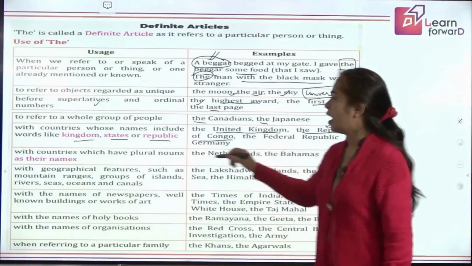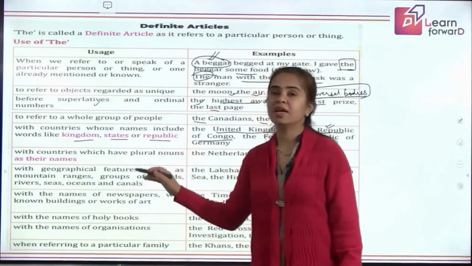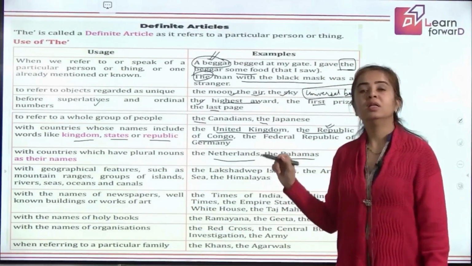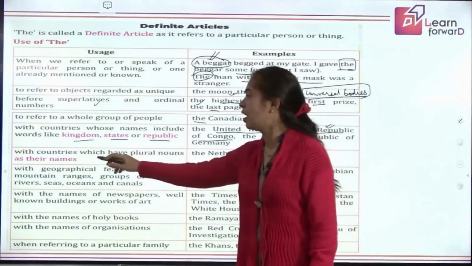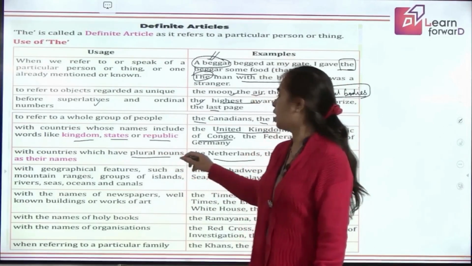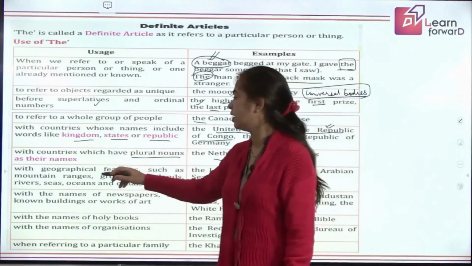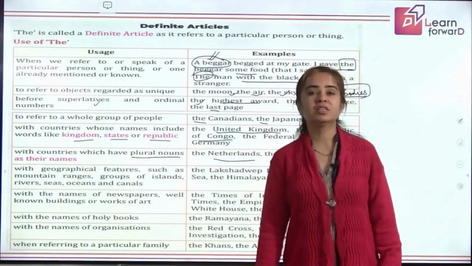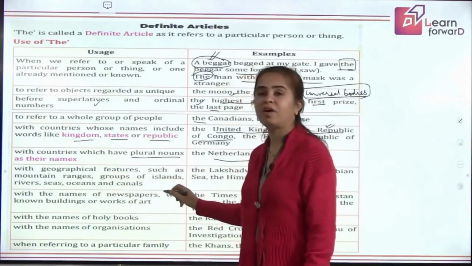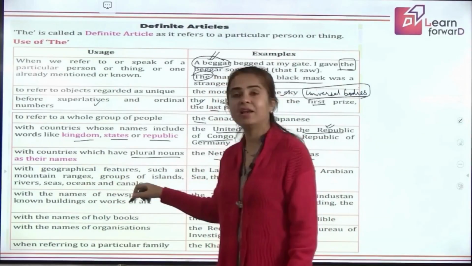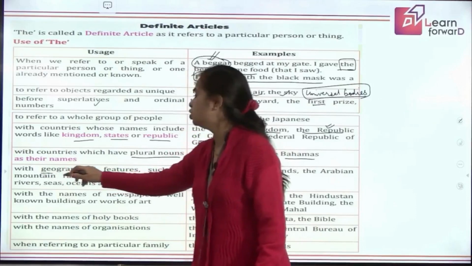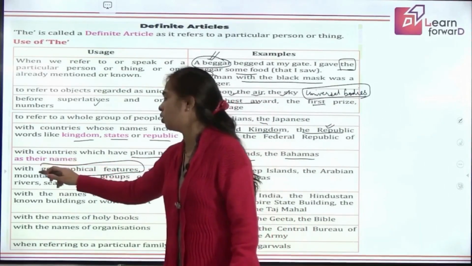Yes. Now, with the countries which have plural nouns as their names, you see the Netherlands, the Bahamas. So, these countries also carry the article the with them, right? So, those that have plural nouns in their name. Coming to the next, with geographical features, that means mountains, rivers, ranges, groups of islands, seas, oceans, canals, the names of all these are called geographical features on earth.